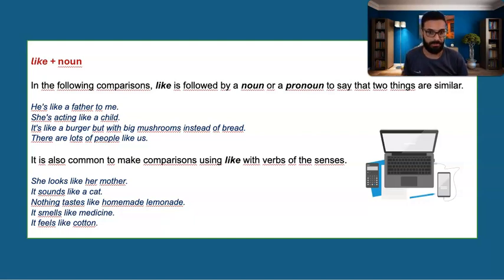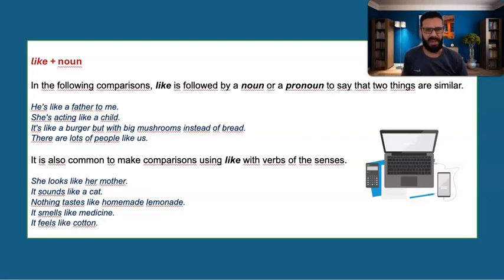It is also common to make comparisons using like with the verbs of the senses. Take a look. She looks like her mother, yeah, in terms of behavior, physical appearance, all right? It sounds like a cat. The sound that comes from somewhere is like a cat. Yeah. I think it's a cat because the sound reminds me of it. Nothing tastes like homemade lemonade, right? Lemonade is super special, so nothing tastes like it.